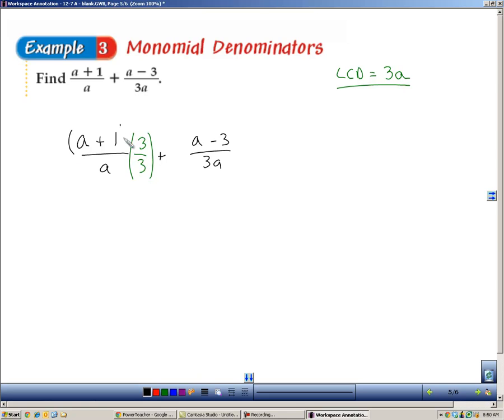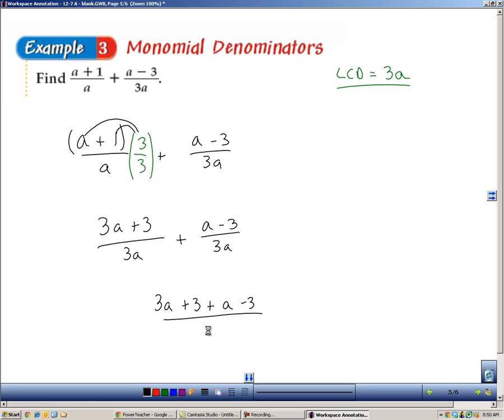This 3 has to be distributed. So this would be a 3a plus 3 over 3a. And this one, a minus 3 over 3a. So that's how I create the common denominator that I'm looking for. Now this becomes just like a problem in section 12.6. You're going to combine the tops together over the common denominator of 3a.